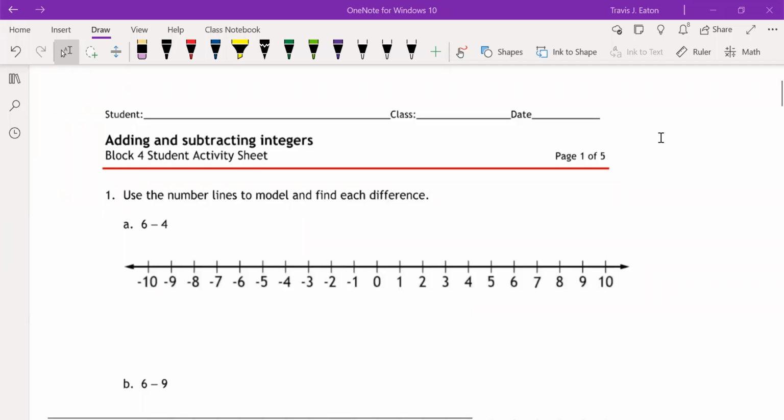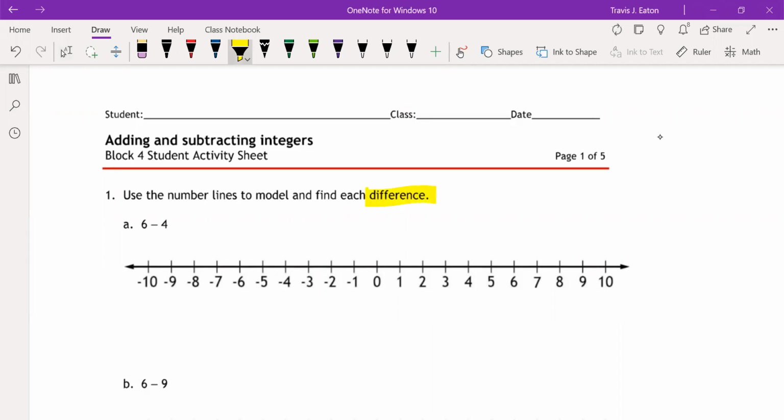Eaton, and today we're going to take a look at topic 5, block 4 and 5, in continuing on with adding and subtracting integers. And today we're looking at using the number line to find differences. So we're going to be subtracting because that's what finding a difference means.